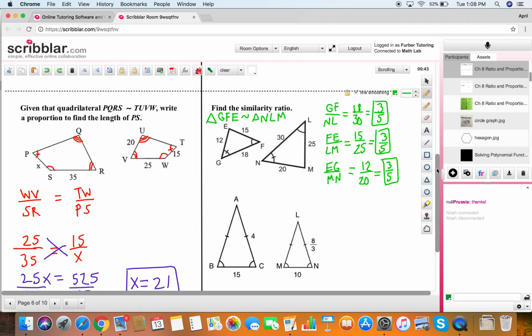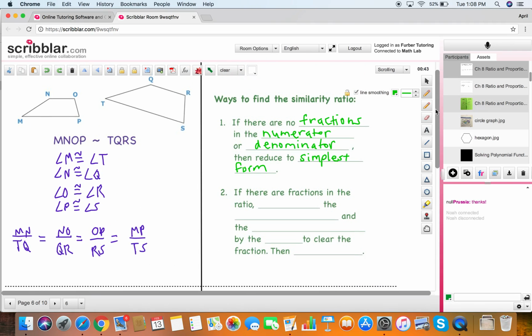Okay, so the second problem that we're going to do is we're going to figure out what happens when the side lengths of two similar polygons, when a side length has a fraction. So if there's ever an instance where there are fractions in the ratio, you have to get rid of those fractions. We do that when we multiply whatever we choose to multiply by. It depends on what the fractions are.